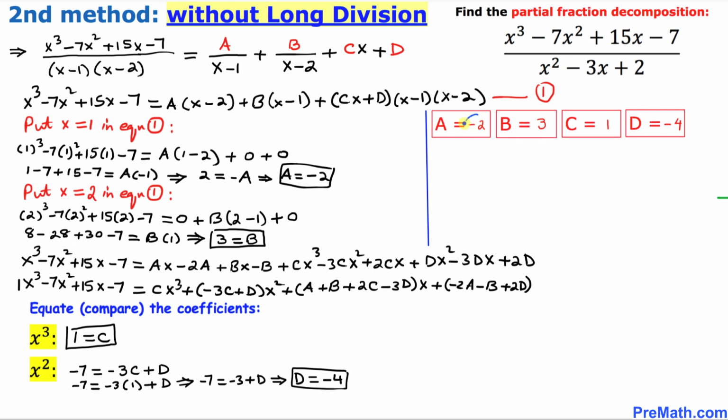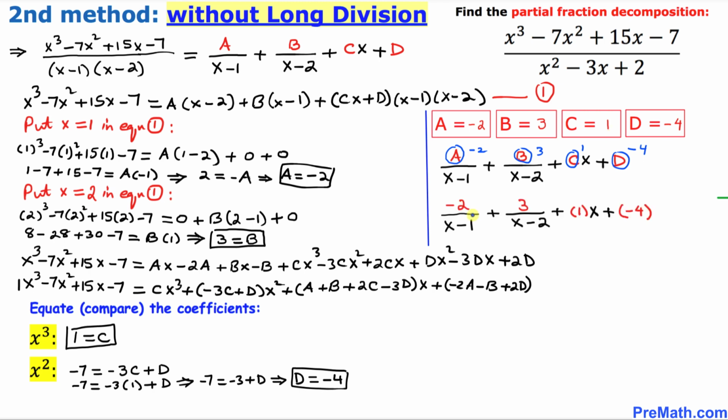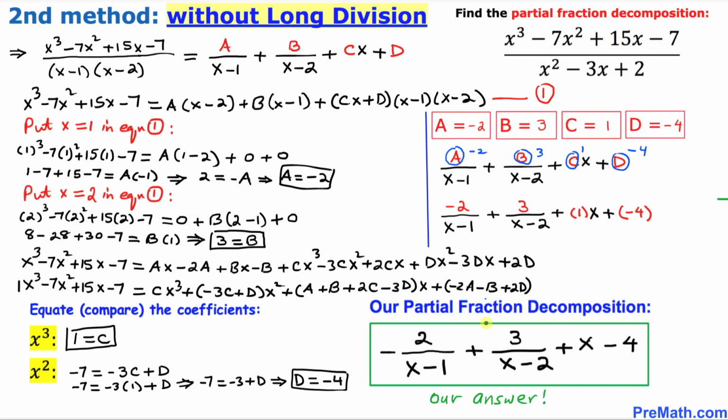So thus our a value turns out to be negative 2, b 3, c 1, and d negative 4. So thus in our partial fraction decomposition, wherever I see a, I am going to replace it by negative 2, b by 3, c by 1, and d by negative 4. And here is the partial fraction decomposition once these constant values have been placed in. And here is our final answer.